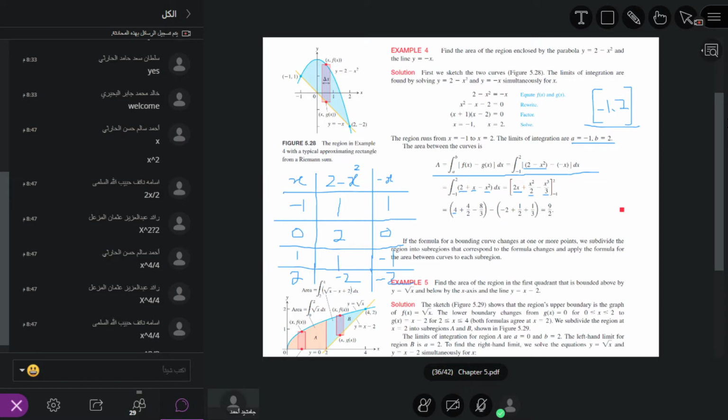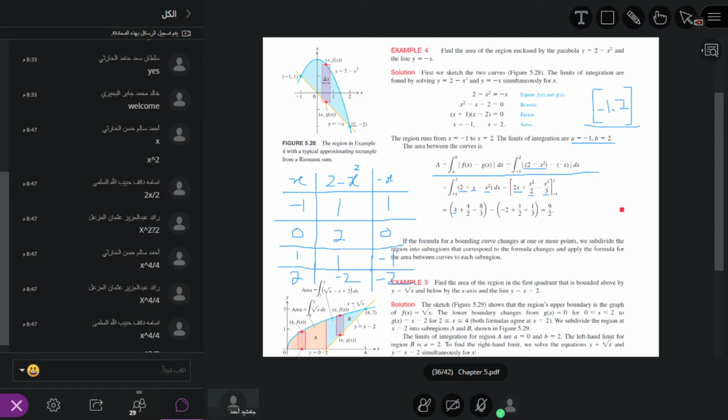So that is why we put here 2 minus x squared minus x, and minus minus becomes positive. So 2 plus x minus x squared, integration from -1 to 2. Now the antiderivative of 2 is 2x. The antiderivative of x is x squared divided by 2. The antiderivative of x squared is x power 3 divided by 3.